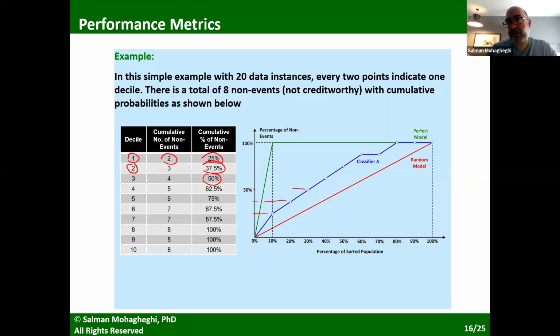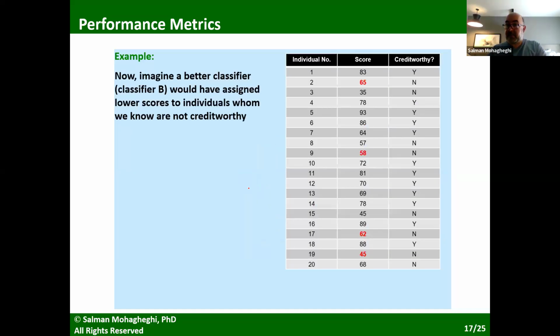What I can do is further improve it. Let's say I have another classifier, classifier B, which offers scores that for non-events, or not creditworthy individuals, actually are lower, which is more ideal for me. So this person, who before was 70-something with classifier A, classifier B assigns 65. This guy again was 77 or whatever. This classifier assigns 58. This classifier assigns 60 and 40 to these other two guys as well.